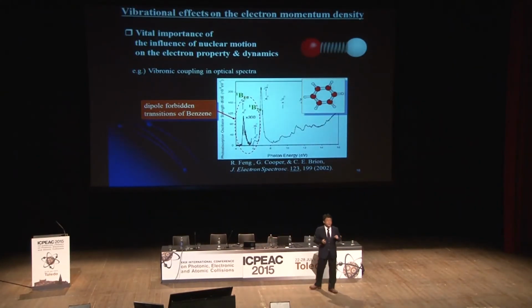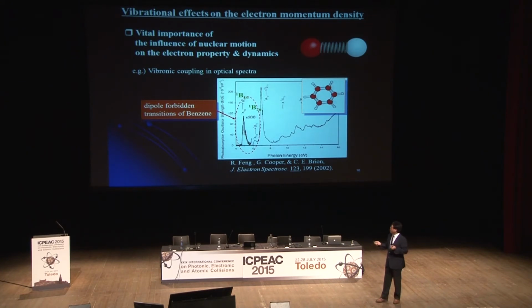Now I turn to the second topic, vibrational effect on the electron momentum densities. Influence of nuclear motion on the electron property and dynamics is known to be very important for many physical and chemical processes. For instance, electric dipole forbidden transitions often appear in optical spectra, and this is explained by vibronic coupling that involves the interaction between electronic and nuclear motions.